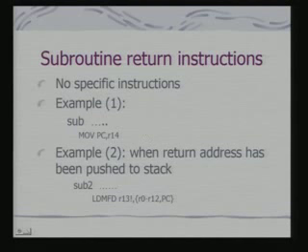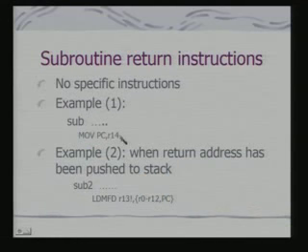Then how do you return from a subroutine? There are no specific instructions like return, because the moment I can load my PC with the value of the link register, I have returned to the main flow from where the subroutine was called. So the simplest thing would be to move R14 to the PC, which is R15, the register which is your program counter.